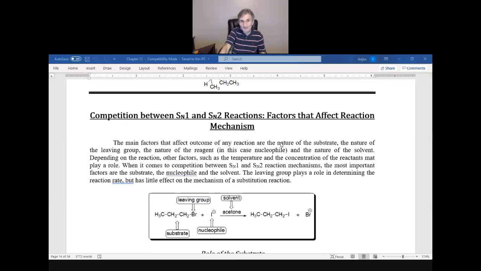So that's all you need to know about SN1 reactions.